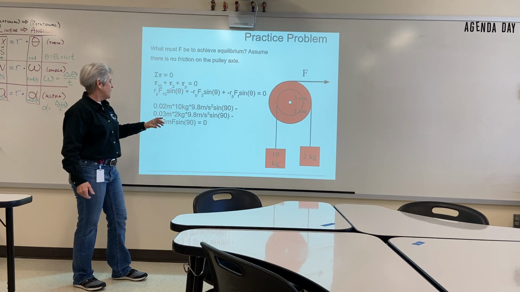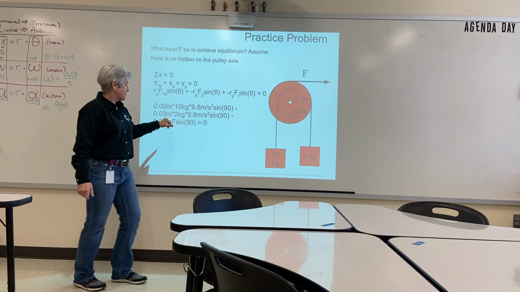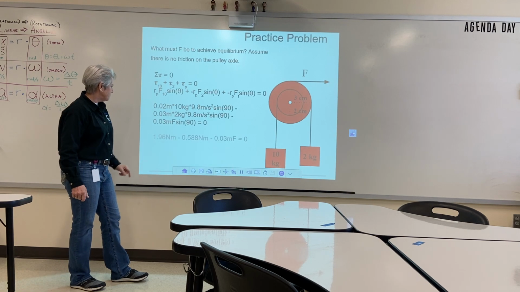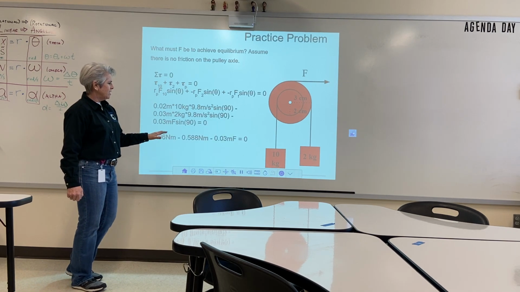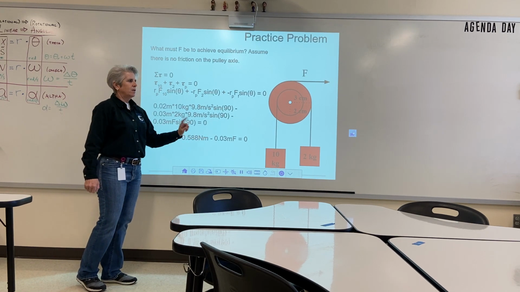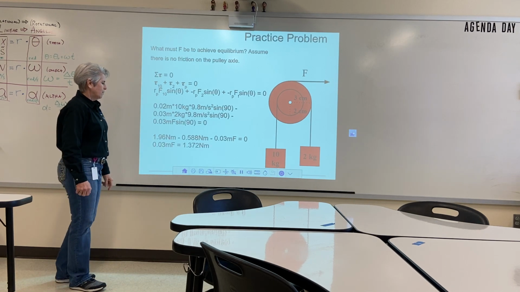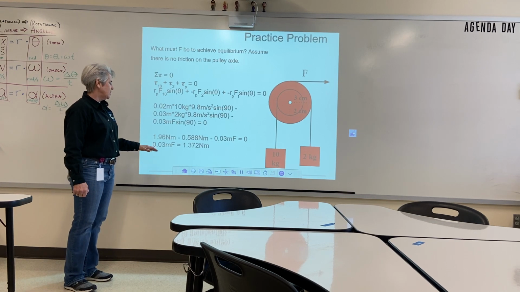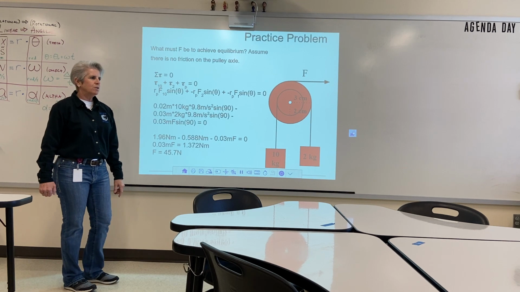So we know that the radius is 0.03, but we don't know what F is. But that times the sine of 90, that all has to equal 0. So if we do the math then, we get 1.96 Newton meters minus 0.588 Newton meters minus 0.03 meters times F equals 0. And then we want to solve for the force, and this comes out to be 1.372 Newton meters equals 0.03 F. And so then when we solve for F, we get 45.7 newtons.